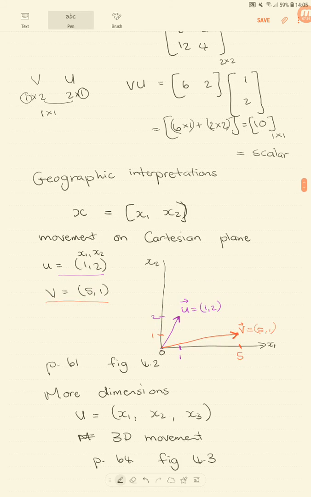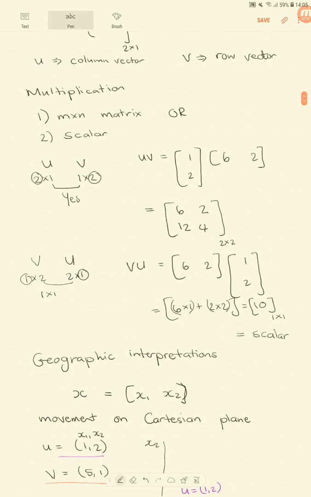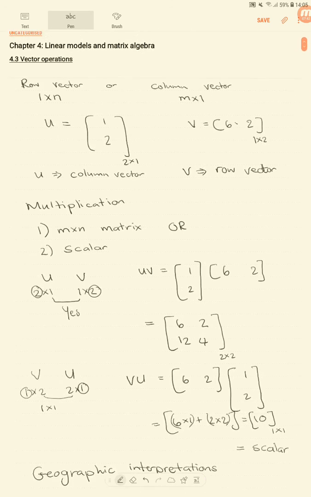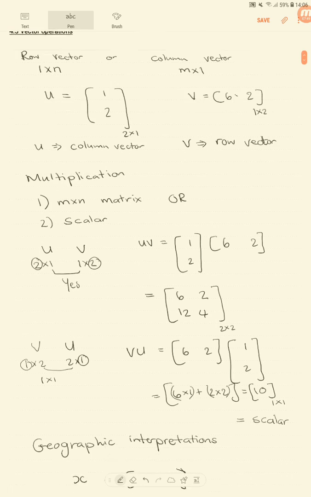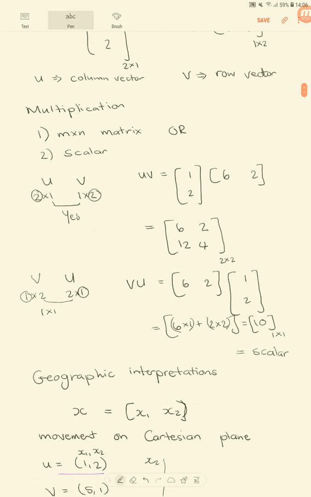What's important to remember: vectors are special cases of matrix, either a column or a row vector. Their movement in the Cartesian plane and their multiplication will either give you a matrix with an m by n dimension or it will give you a scalar.